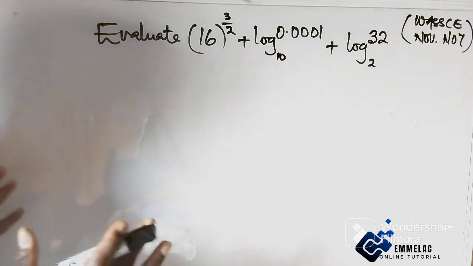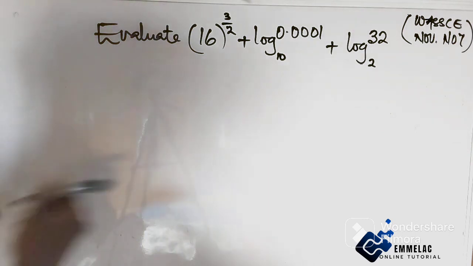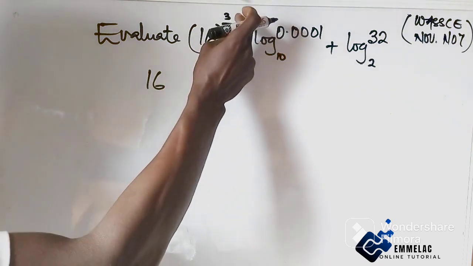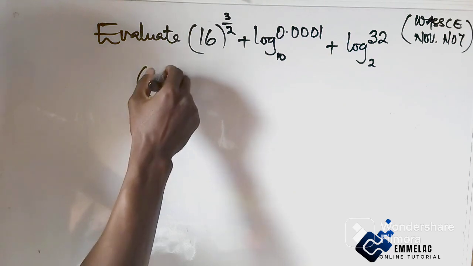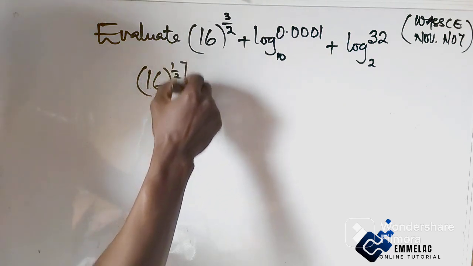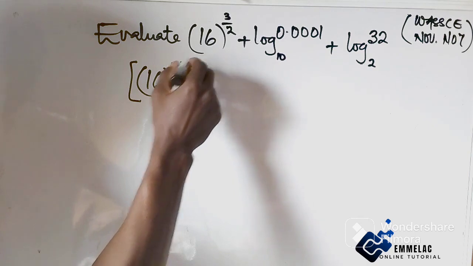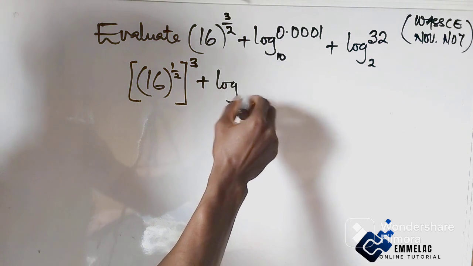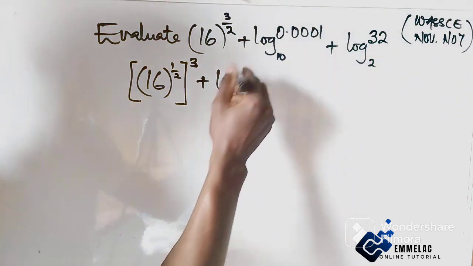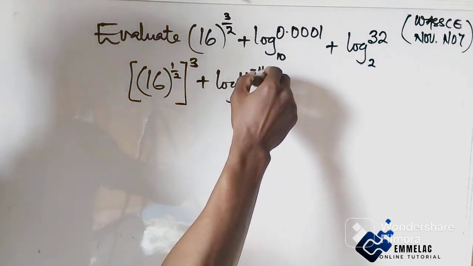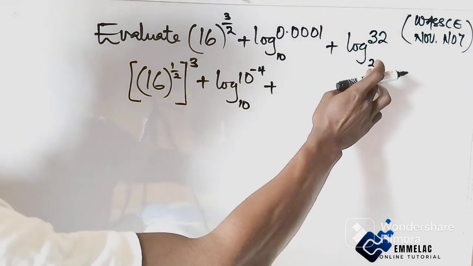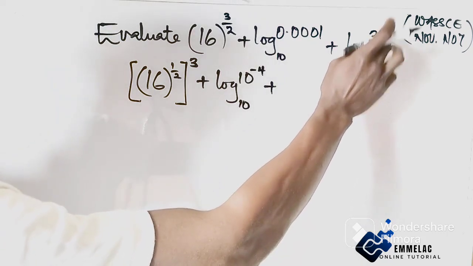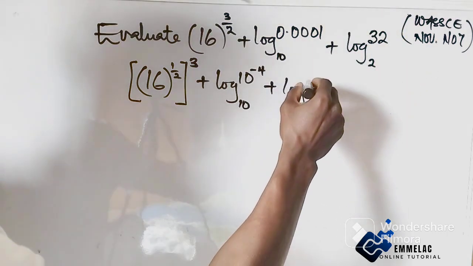What we need to do is to simplify everyone first. So bring this one here. This 16 all to the power of, now you have in bracket 1 over 2, all to the power of 3, and you have log base 10 of 1 over 10^4. So you convert it to standard form, now plus, now since here you have 2 as the base, convert this to a base of 2 and it will have a power of 5.